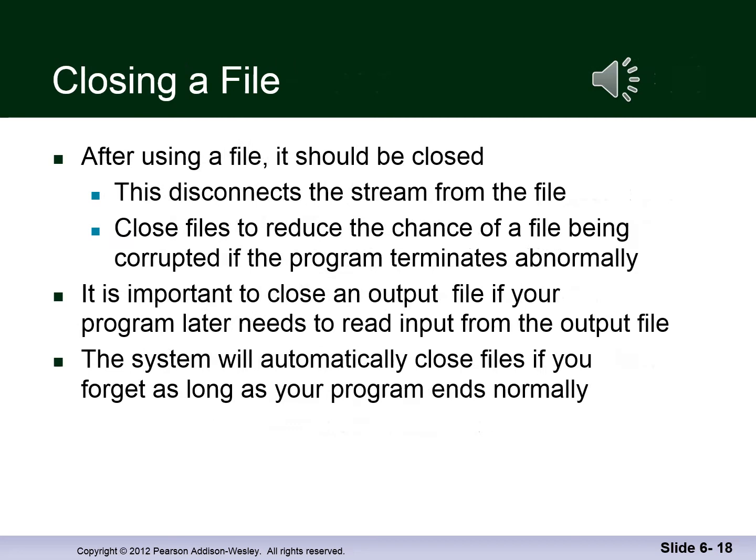After you're finished using a file, it should be closed. This disconnects the stream from the file. You close files to reduce the chance of a file being corrupted if the program terminates abnormally. That can happen. It's important to close an output file if your program later needs to read input from the output file, which is very common. Output files from one program become input files for another program, or maybe even the same program. The system will automatically close files if you forget, as long as your program terminates normally.